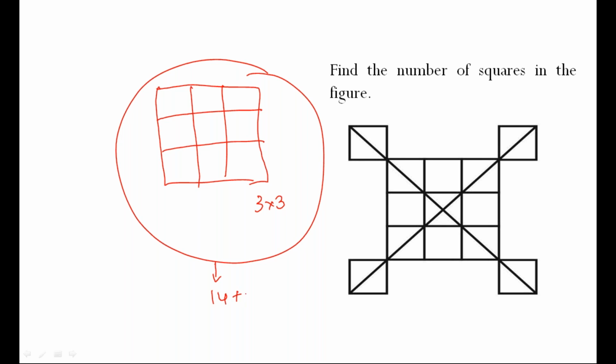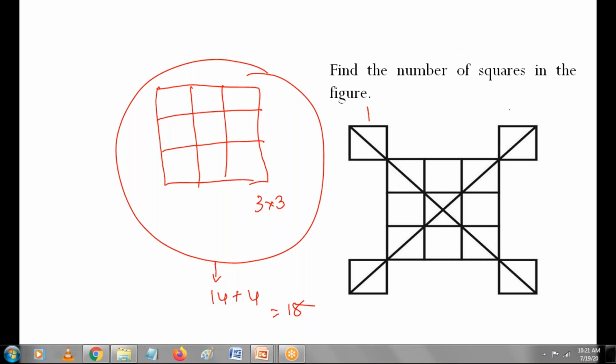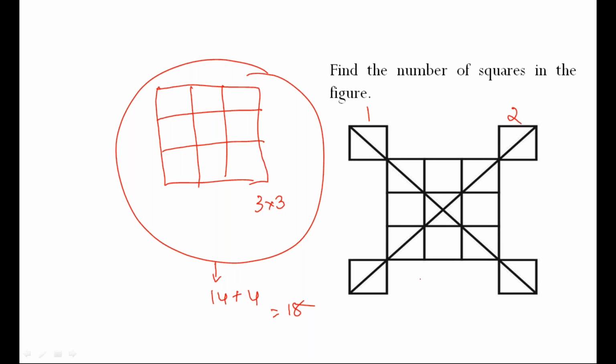14 is the number of squares, and you have 4 corners extra. This is the 4 extra, right? 18. That's how, see, our tricks may help you directly or indirectly. Here to count this 14, this trick is playing a role, and now we have extra 4. So 14 plus 4, totally you have 18 squares.